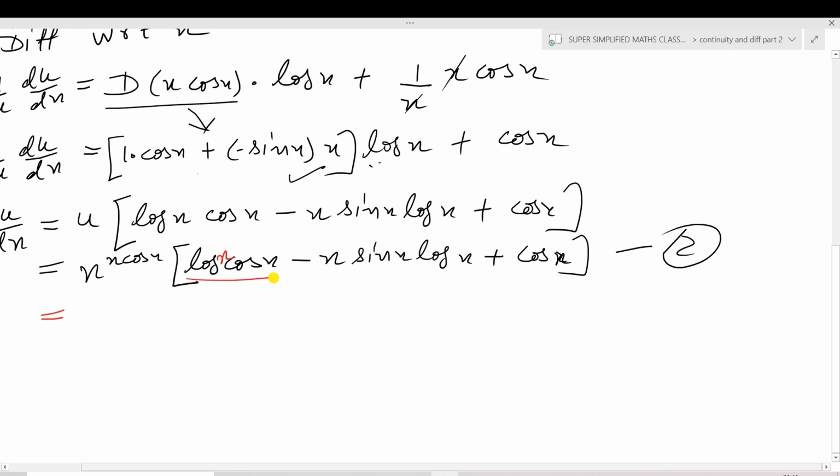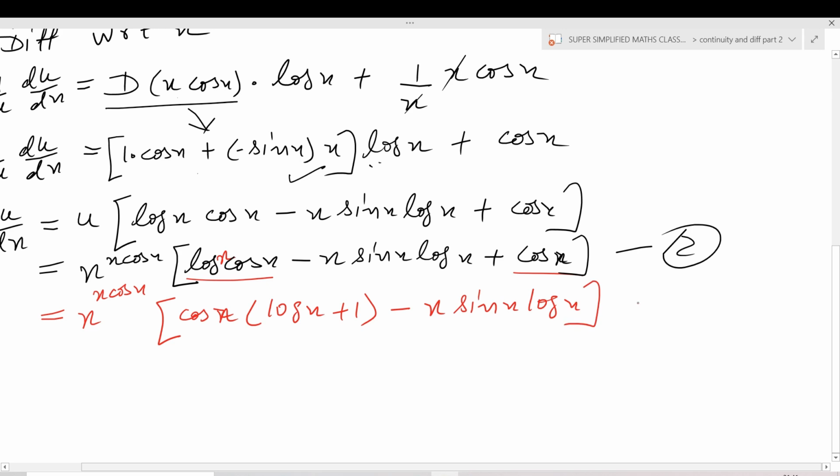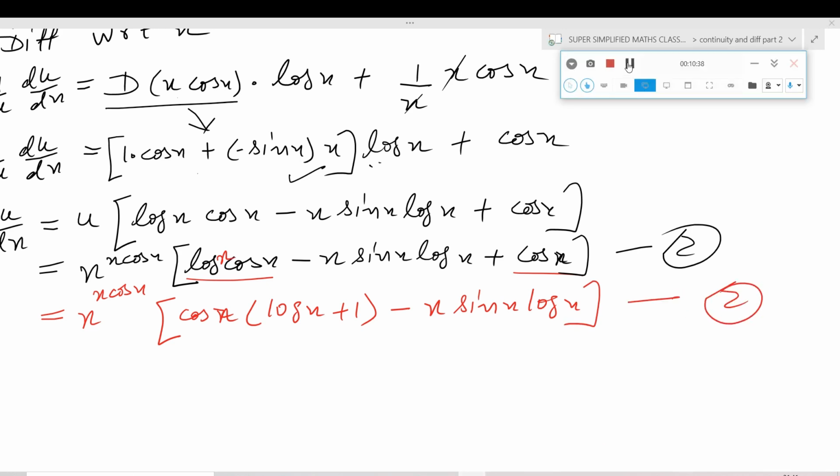So now what I can do is, from log x cos x and cos x, I can take cos x common. So x raised to the power x cos x into cos x common from the first term and the last term, and I will have log x plus 1 minus x sin x log x. So this is equation number 2 and this gives us the value of du by dx.